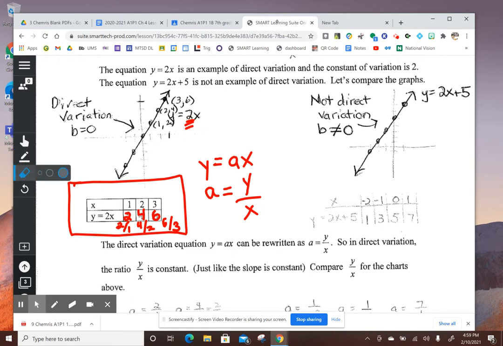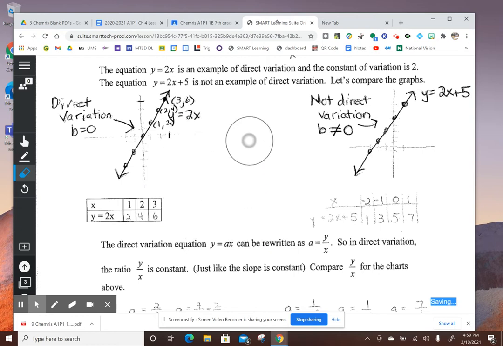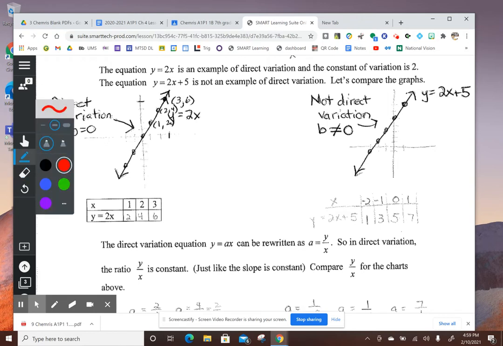So I could tell from the chart that it was direct variation because I put y over x, and every time y over x gives you the same number, then it's direct variation.